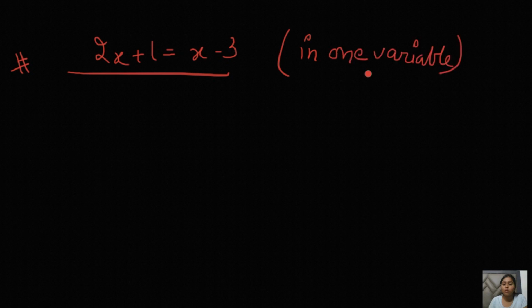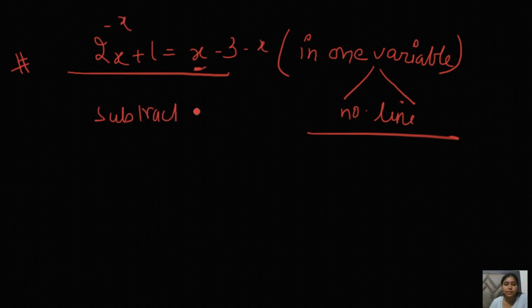In one variable you can also plot a number line, as I told you in chapter number 1. First you have to convert it into standard form, so you have to eliminate this x. What you will do is subtract x from both sides. Subtracting x, we get x plus 1 equals minus 3, right?